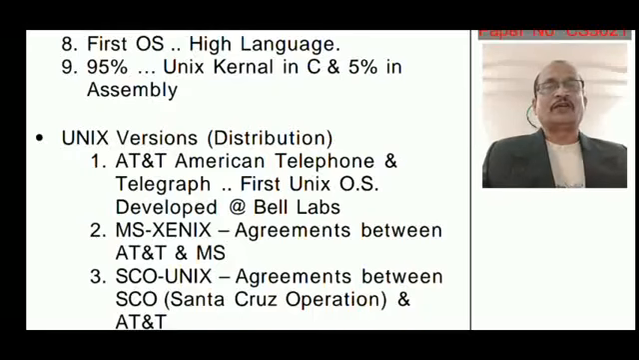Then the second version of the Unix operating system came from the agreement between AT&T and Microsoft. Then the new Unix was introduced in the market, that is Microsoft Unix. The next version of the Unix operating system is SCO Unix. The agreement between SCO, Santa Cruz Operation, and AT&T, that type of Unix is called SCO Unix.